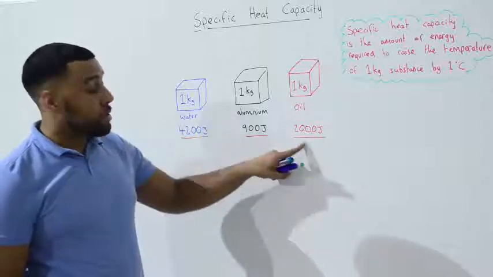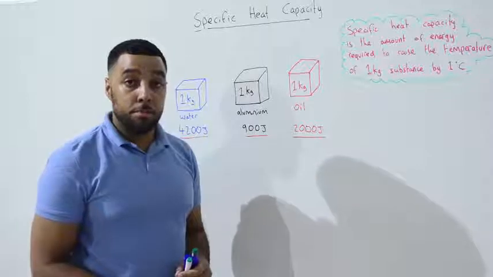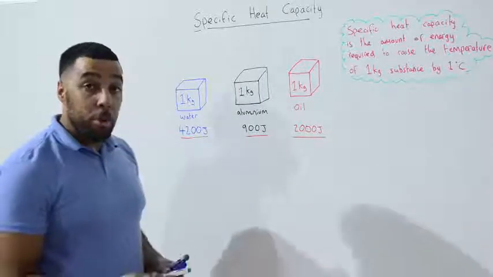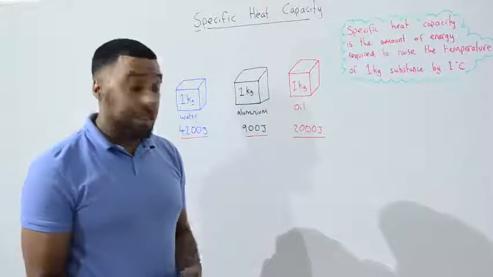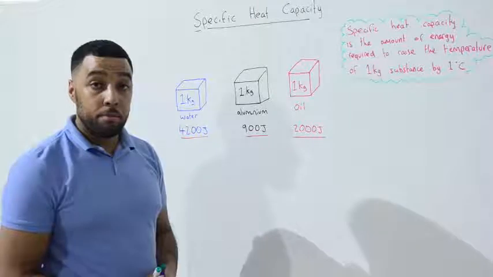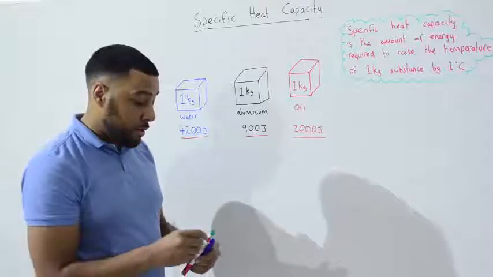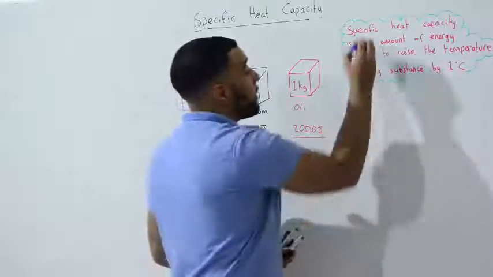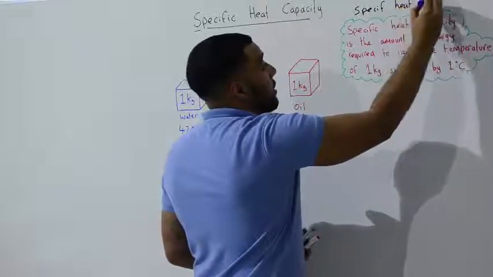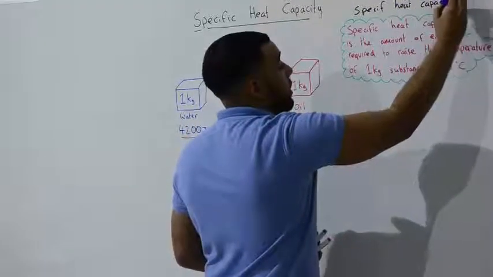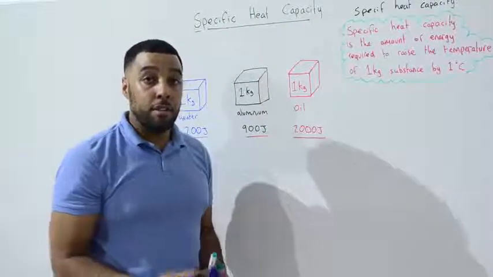These different substances need different amounts of energy to raise their temperature. The more energy that we put into these materials to raise their temperature, the more energy is released as they cool down. The amount of energy that's stored by these different materials is called the specific heat capacity. So different materials can store different amounts of energy.